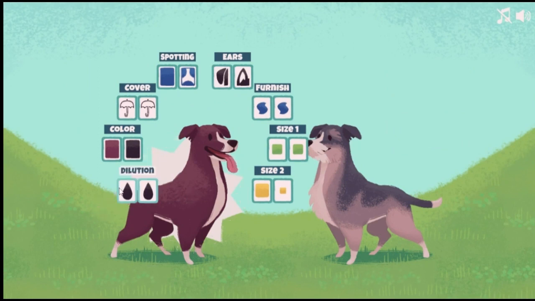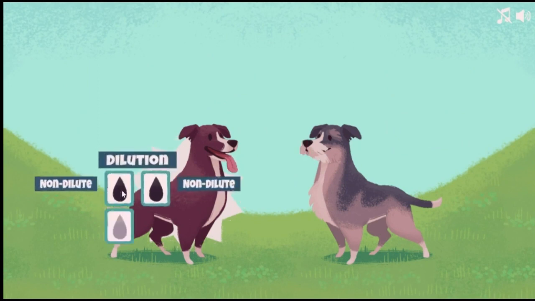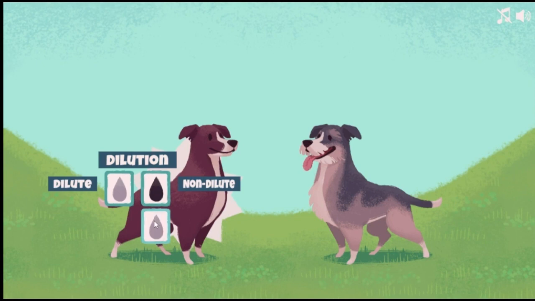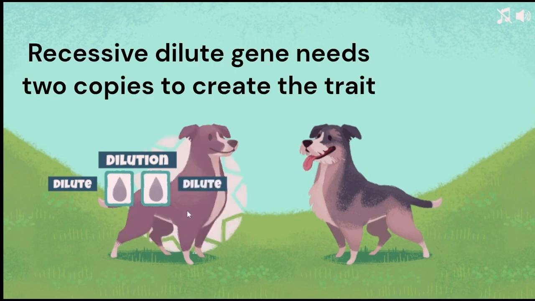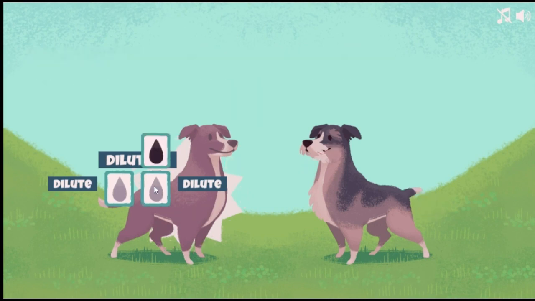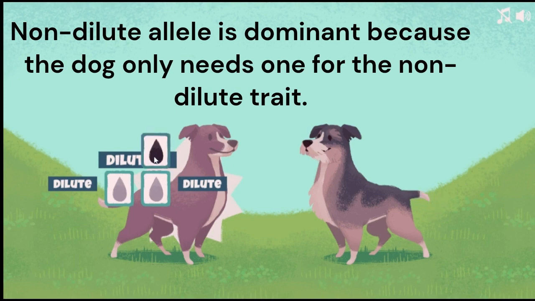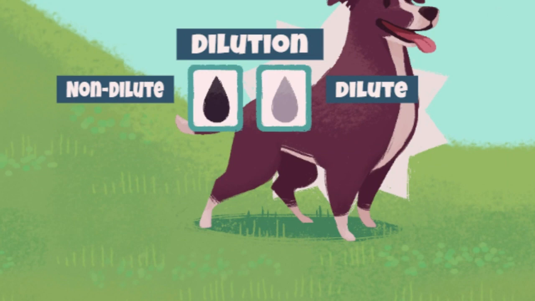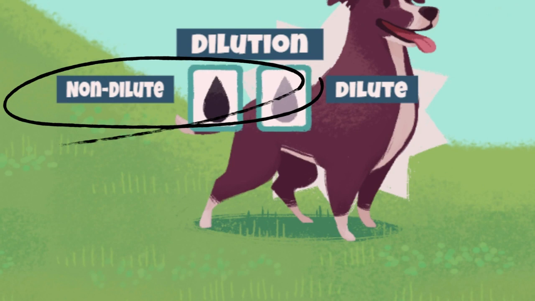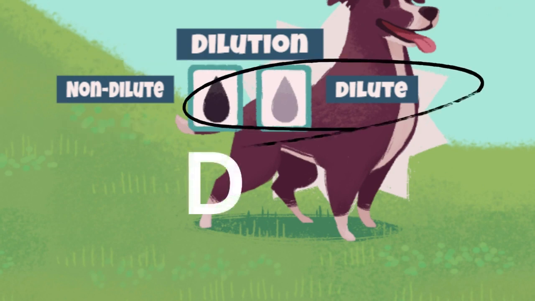The dilution gene has two alleles. An allele for non-dilute, which leaves the dog's color normal, and an allele for dilute, which causes the dog's color to fade. The dilute gene is recessive because a dog must have two copies of this allele to show the faded dilute trait. But because you only need one non-dilute gene to show the regular color, the non-dilute gene is dominant. If we use the letter D to represent the dilute gene, we would represent the dominant allele, the non-dilute allele, with an uppercase D. We would represent the recessive dilute allele with a lowercase d.